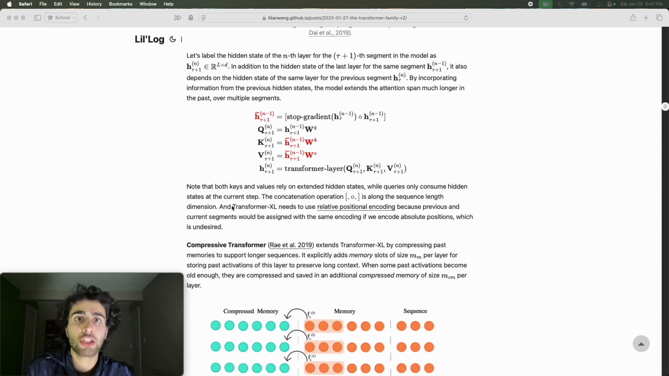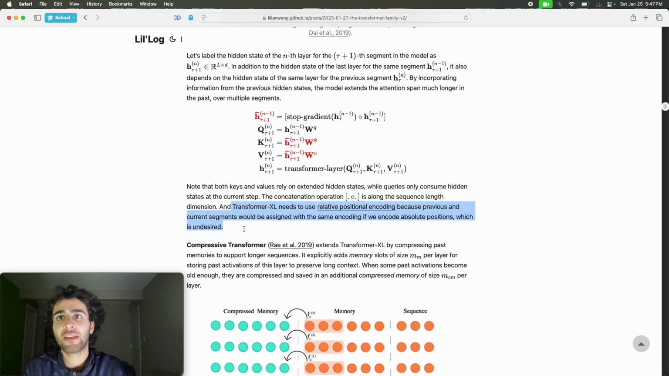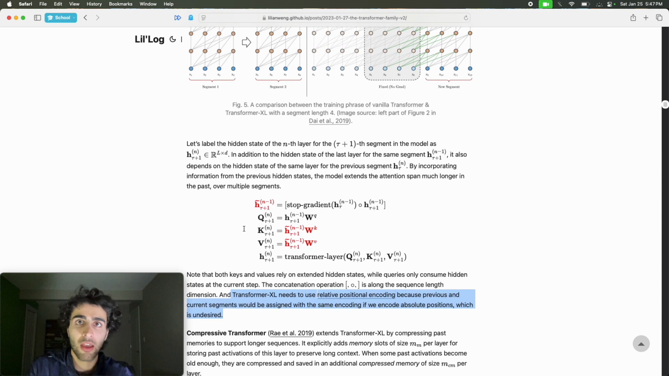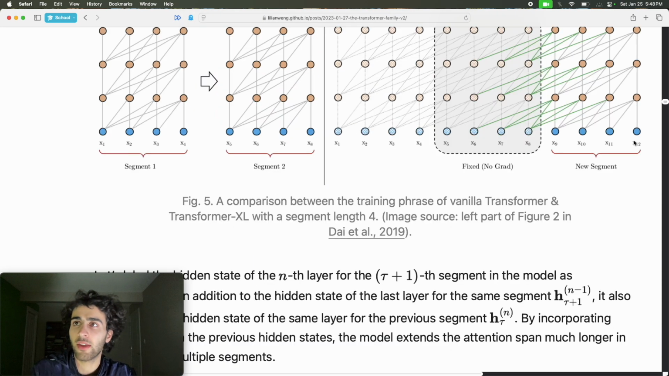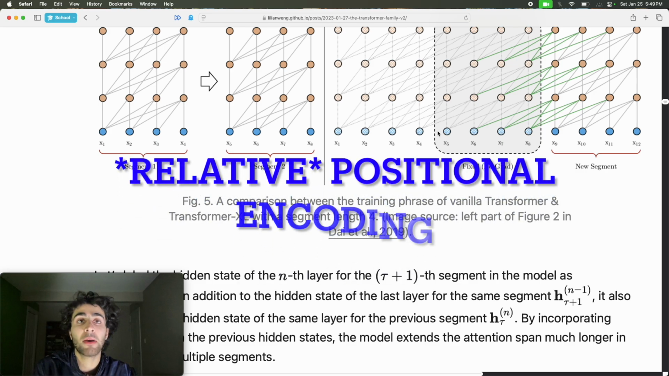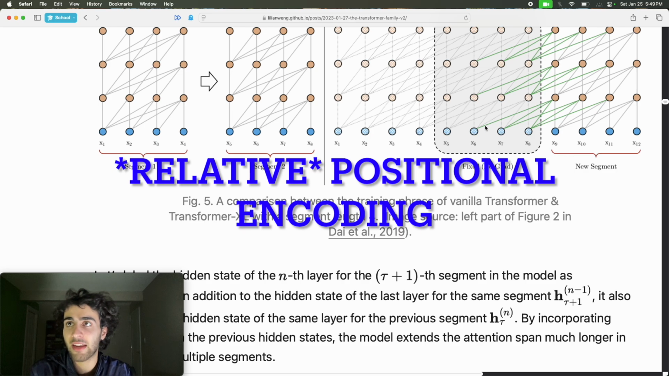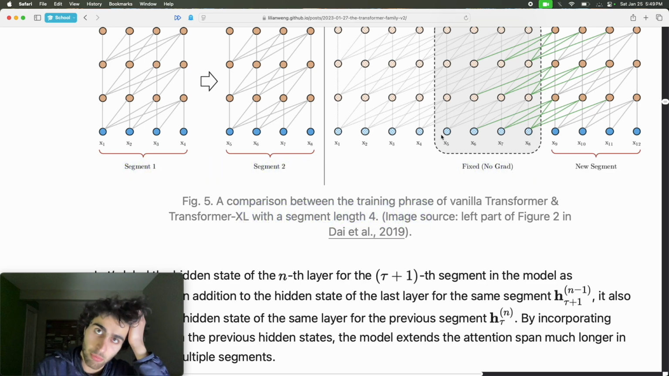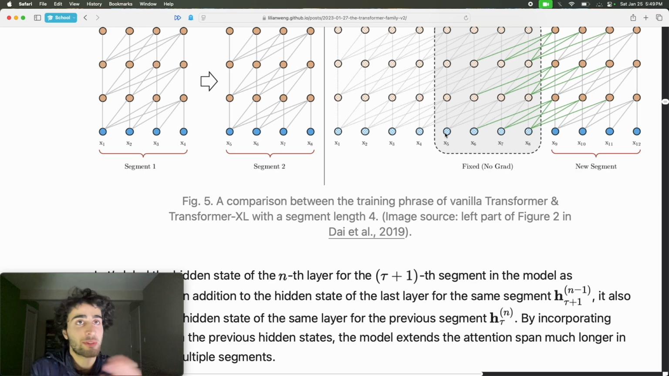But one last note is that Transformer XL needs to use relative positional encoding because previous and current segments would be assigned the same encoding if we encoded absolute positions. What this means is that the problem with absolute positional encoding is that X9 and X5, when we concatenate the hidden states, will be the same distance apart. So it's as if you have 2 words in one spot, which is impossible. And this is where you use relative positional encoding so that we can calculate X5 and X9 as having 3 tokens between them instead of being in the same place. So the reason why, once again, we need the relative positional encoding is because X5, X1, X2, X6, X3, X7, X4, and X8 are respectively the same distance if we use absolute positional encoding.